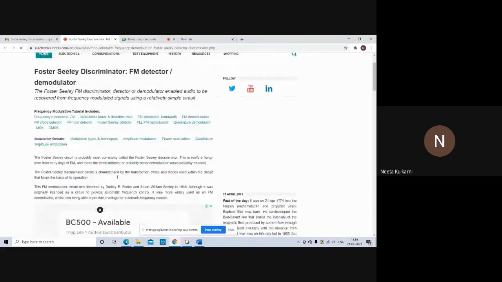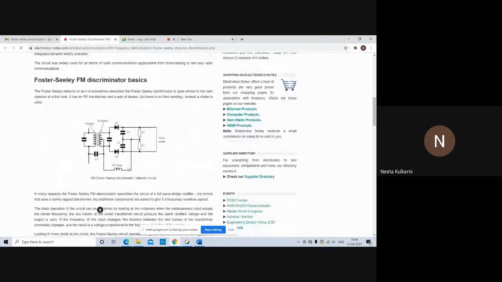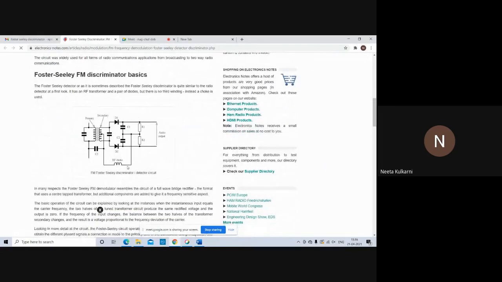So what is in the Foster-Cini discriminator? The basic circuit is the same. If you see, I will repeat it once again. Foster-Cini discriminator. Here is the primary of the transformer. Here it is the secondary. The secondary has a center tap. The basic circuit is the same as that of the dual slope detector. Only here additionally this choke is added.